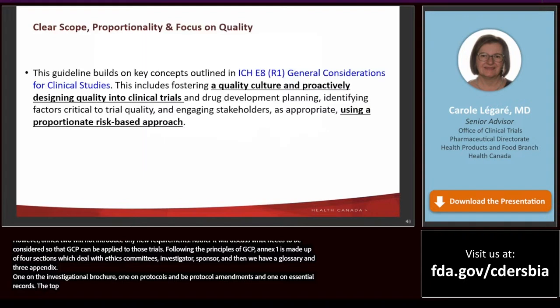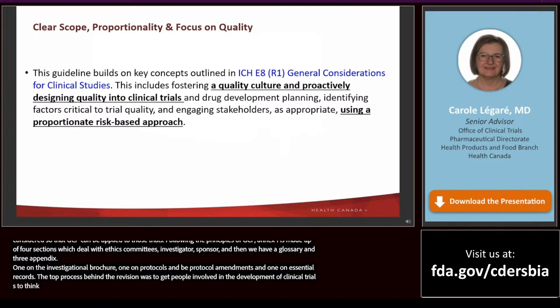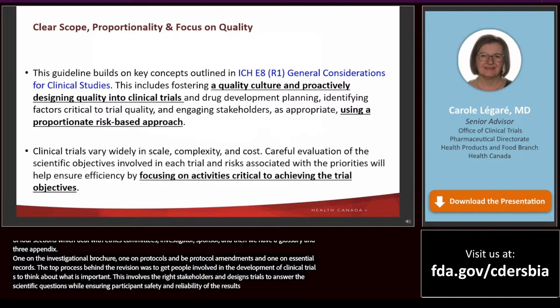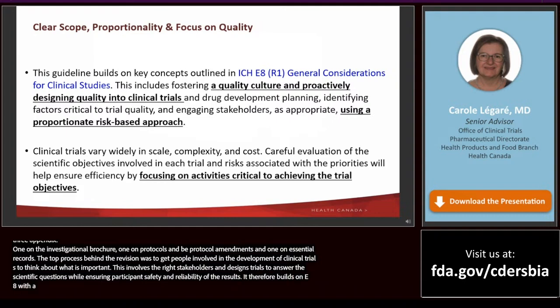The thought process behind the revision was to get people involved in the development of clinical trials to think about what is important, involve the right stakeholders, and design trials to answer the scientific questions while ensuring participant safety and the reliability of the results. It therefore builds on E8, which encourages a proportionate risk-based approach with a focus on activities that are critical to achieving the trial objectives.